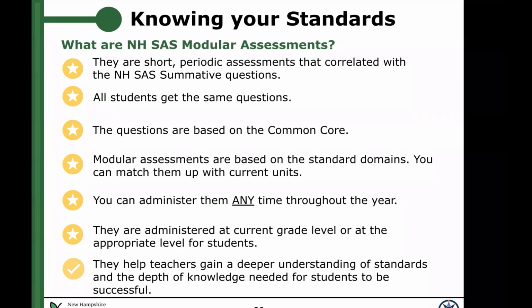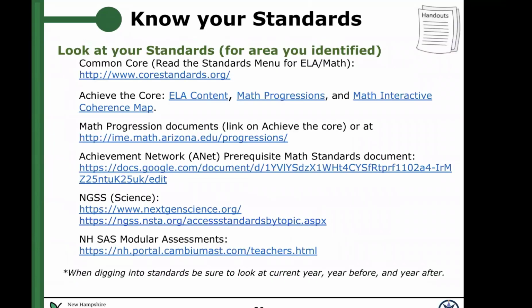The last thing, which you've seen on your screen the whole time, is that they help teachers gain a deeper understanding of standards and the depth of knowledge needed for students to be successful. It is a lot. These modular assessments have an amazing amount of information. If you have any thoughts or questions, make sure that you put them in the Q&A or reach out to us. We can always answer some questions on the modular assessments. That's just a quick understanding of them, but you can also stay on afterwards and we can give you a little bit more information about that.